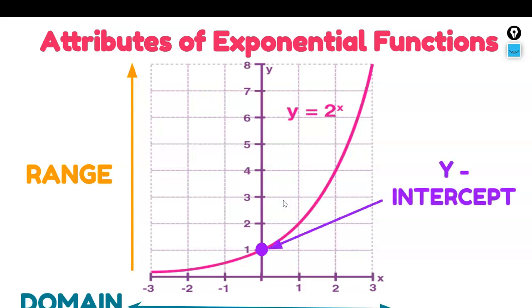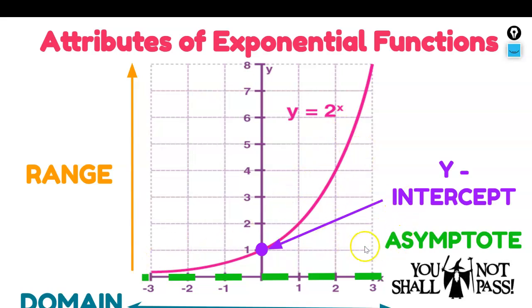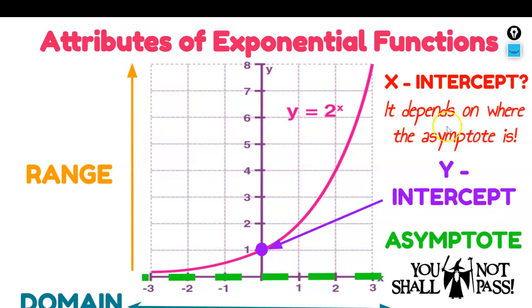So we've got our y-intercept. And we have our asymptote. So remember that your asymptote is like an invisible horizontal line that your graph, this line, cannot cross and it cannot touch. And then as for the x-intercept, that will depend on where we have our asymptote.